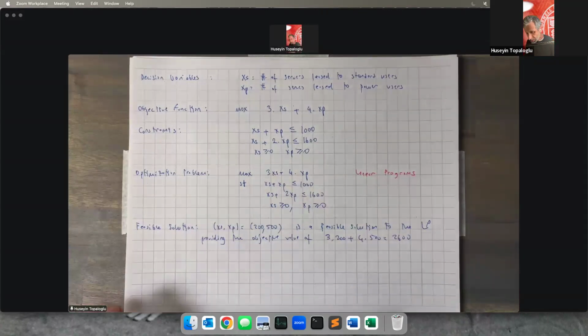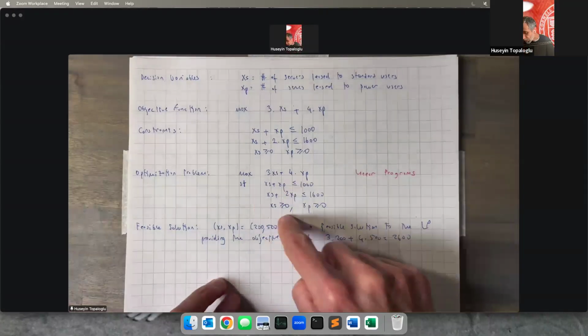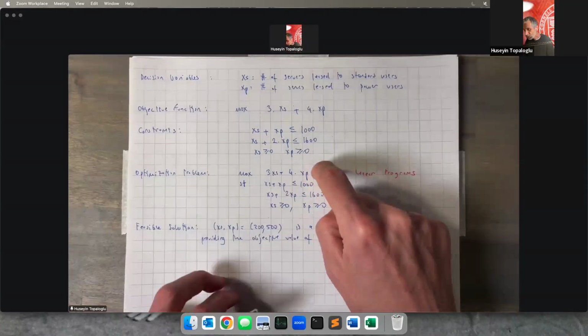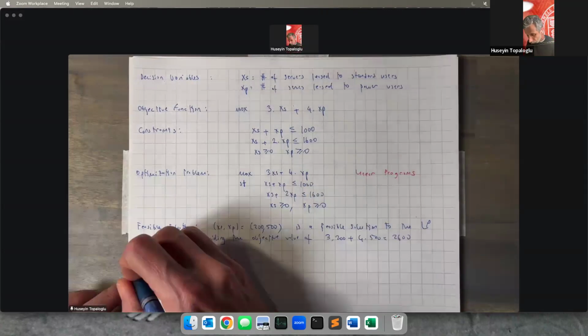On the other hand, what is an optimal solution? A feasible solution that gives us a better objective value than any other feasible solution is the optimal solution. So among all the xs, xp pairs that satisfy all of the constraints, the xs, xp pair that gives us the largest objective value is going to be the optimal solution.